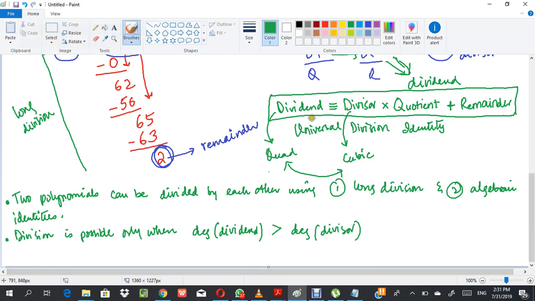Now, we'll try to understand the relationship between the dividend, the divisor, quotient, and the remainder in case of division with polynomials.